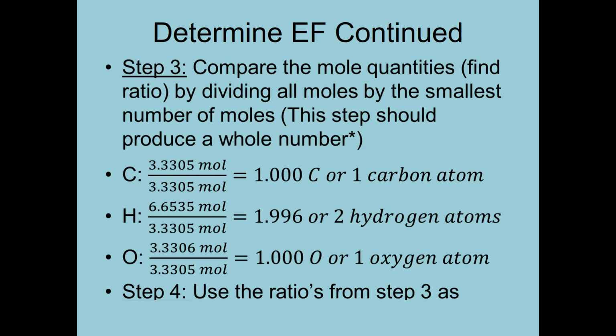For step 3, you're going to compare the mole quantities by dividing all the moles by the smallest number of moles. So in this case, the smallest number was 3.3305. So we divide each of our numbers by that. When you do that with carbon, you get 1. When you do that with hydrogen, you get 1.996, which rounds to 2. When you do that with oxygen, you're going to get 1. And you're going to use those ratios from step 3 as subscripts, which means we have CH2O. So we have found our empirical formula, the most reduced one.